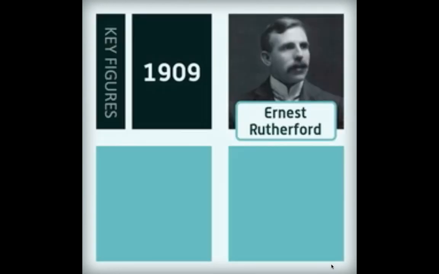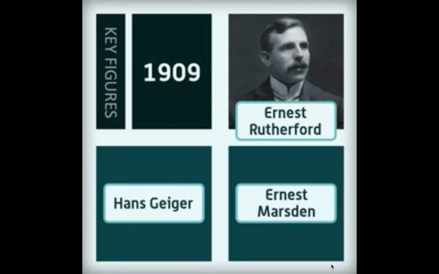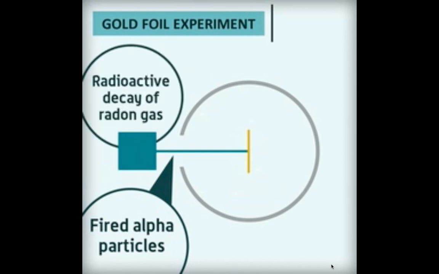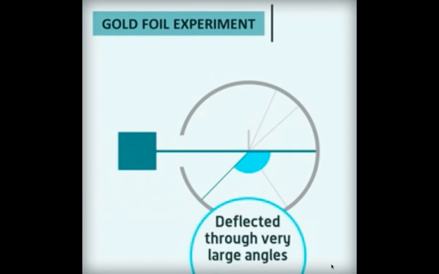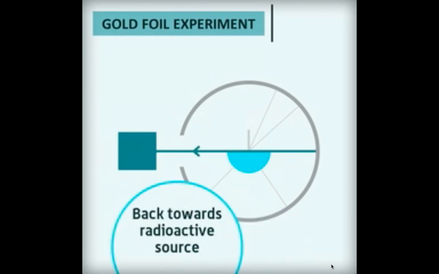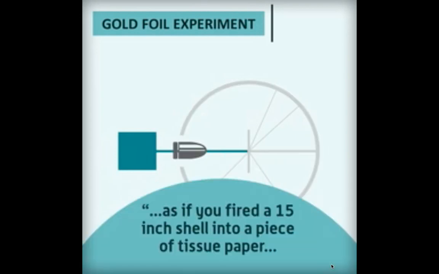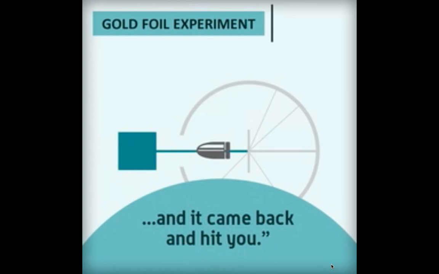In 1909, the physicist Ernest Rutherford had two of his colleagues, Hans Geiger and Ernest Marsden, carry out an experiment. They fired alpha particles generated by the radioactive decay of radon gas towards a sheet of gold foil and measured the angle through which these alpha particles were deflected. Much to their surprise, Geiger and Marsden discovered that some of the alpha particles were deflected through very large angles, and in some cases actually back towards the radioactive source. It was, in Rutherford's words, as if you'd fired a 15-inch shell into a piece of tissue paper and it came back and hit you.